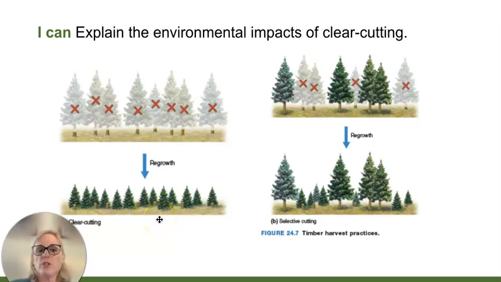Because remember, animal species have niches. Some live in the tops of trees, some live in older trees, some live in some species, some live in other species of trees. And so you're going to limit the biodiversity of the animals as well. Now, this is a different type where it's selective cutting, where you only cut down certain trees in the forest. And so you're going to leave some older trees there, and so you're going to have a better biodiversity there.